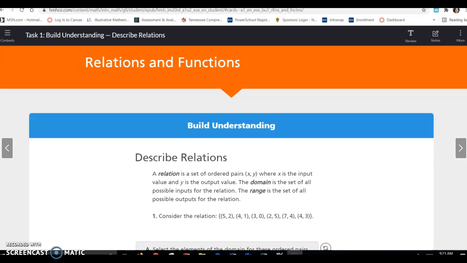Hey guys, today we're going to look at lesson 4.1. We're talking about relations and functions. So this is task 1 if you want to follow along.